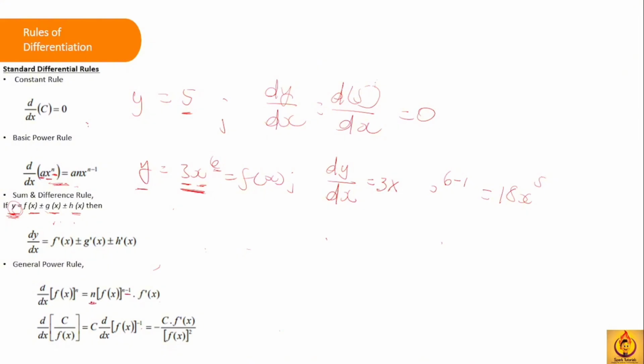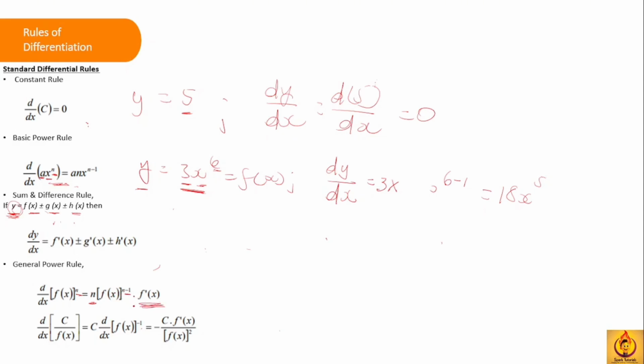You multiply the n, meaning that you bring down that n, that exponent, in front of that function that is powered to n. And then what you do to that n at the power is minus 1, which is quite similar to the basic power rule. But then they introduce something else.